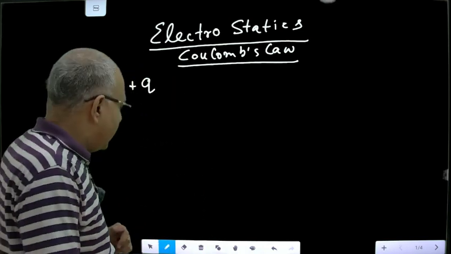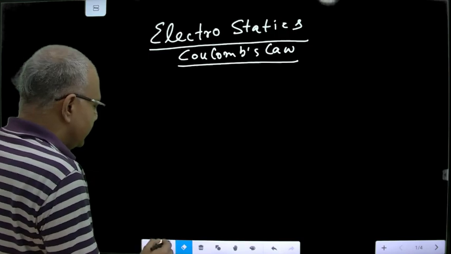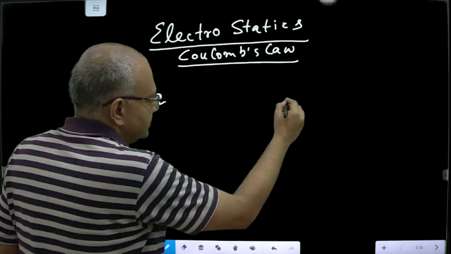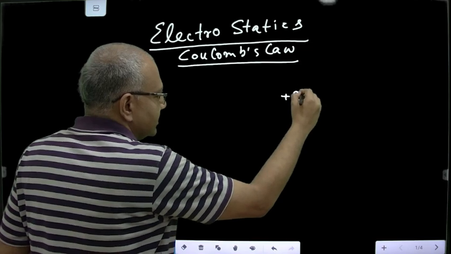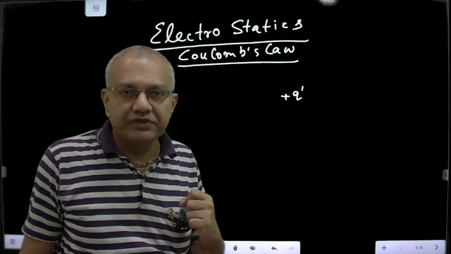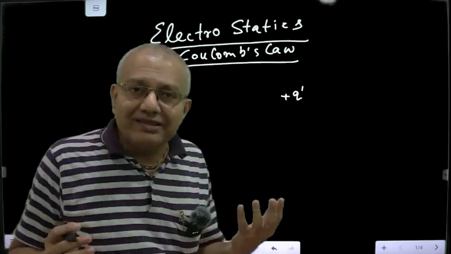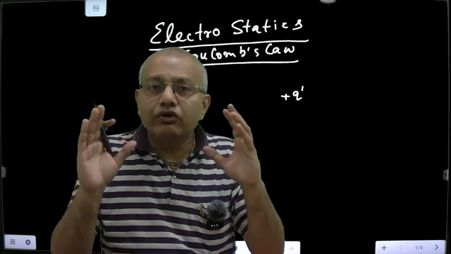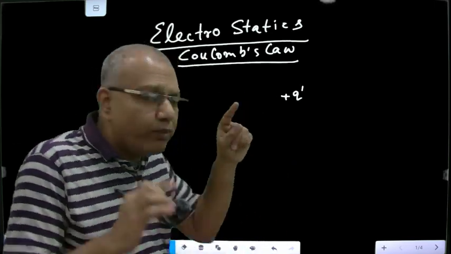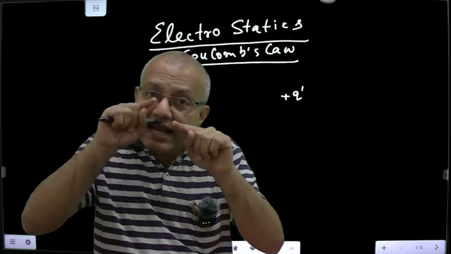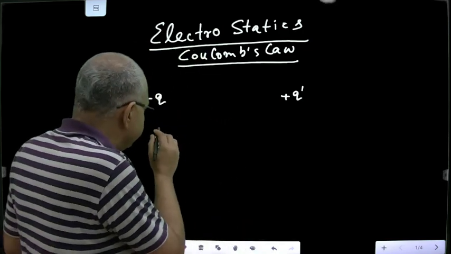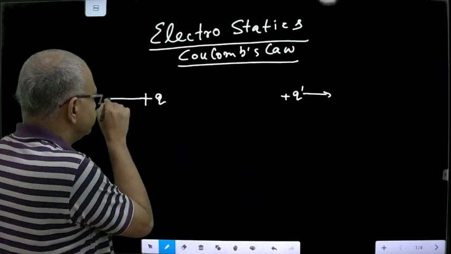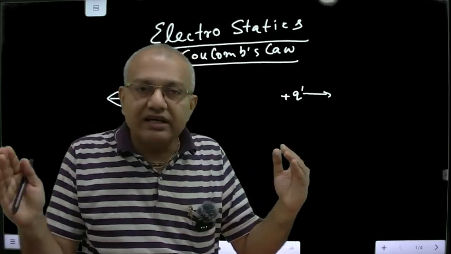Let us think that a charge is existing here. If this is Q, and another charge I placed here is also positive, let's say Q dashed. These two charges are placed here. Now, what will happen here? We can see that these two positive charges are going to repel each other. This is the property: positive-positive repulsion, and negative-positive attraction. These two charges are going to repel each other with a certain force.